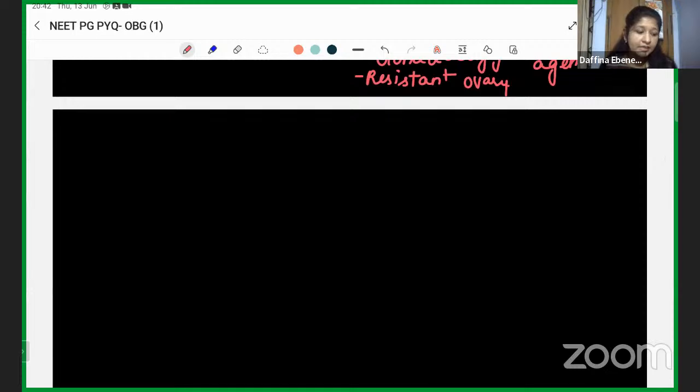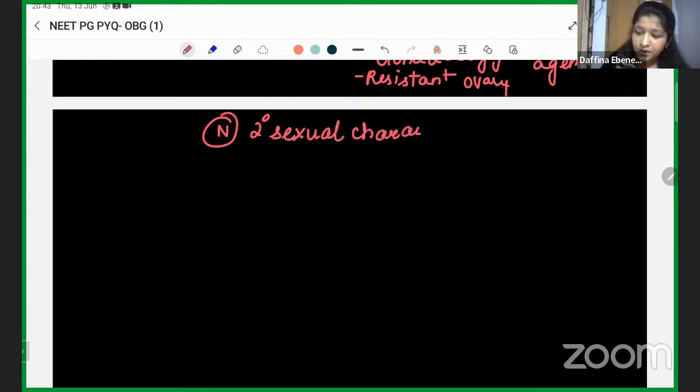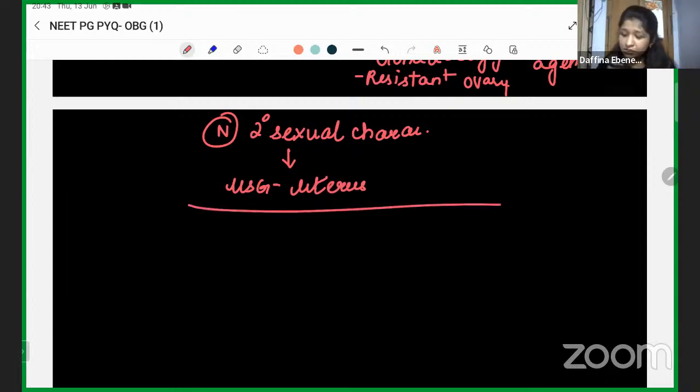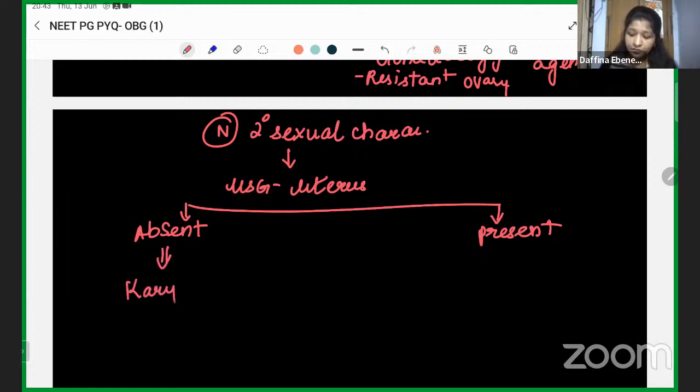What if secondary sexual characters were present? If there are normal secondary sexual characteristics, what do you do? The next thing that you have to do is an ultrasound and look at the uterus. Ultrasound, if the uterus is absent, and ultrasound, if the uterus is present, what are the different things that can occur? If the uterus is absent on ultrasound, the next thing you have to do is karyotyping.